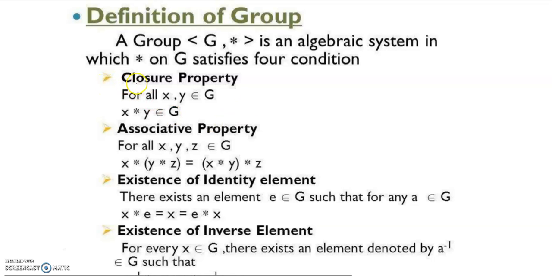First one is closure property. Second one associative property. Third one identity property. Fourth one inverse property. We will see all these four properties in detail in the next problems.